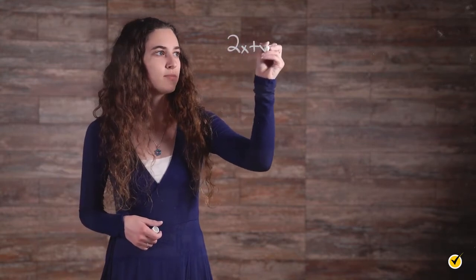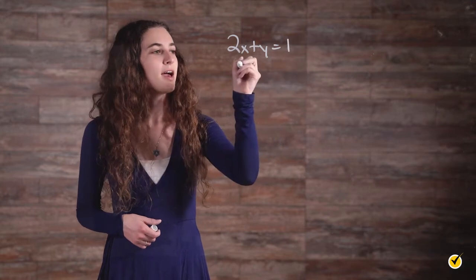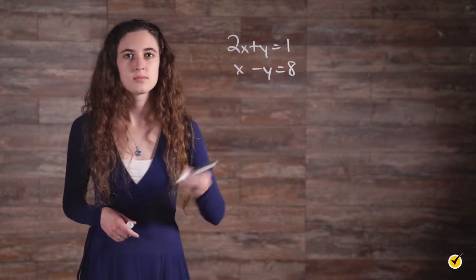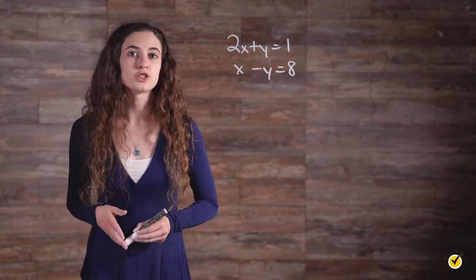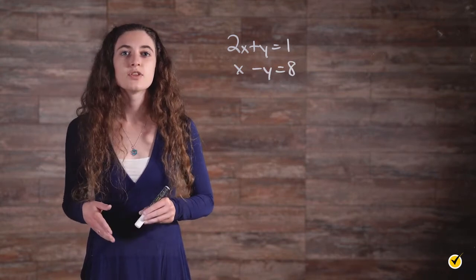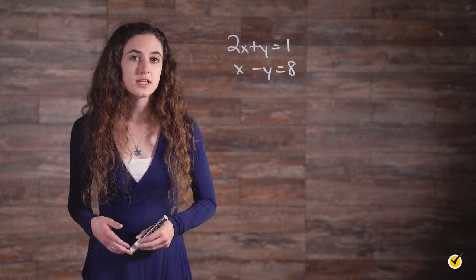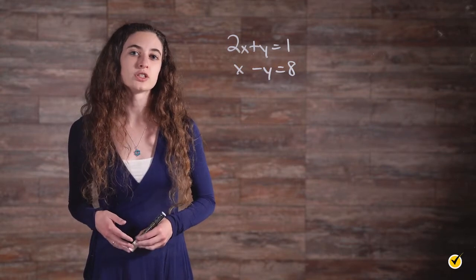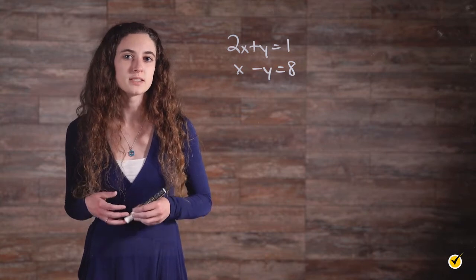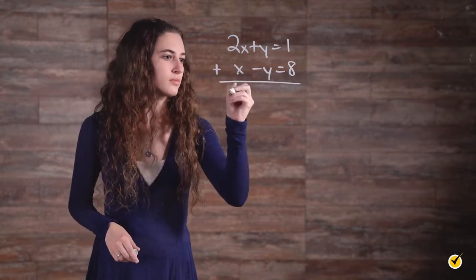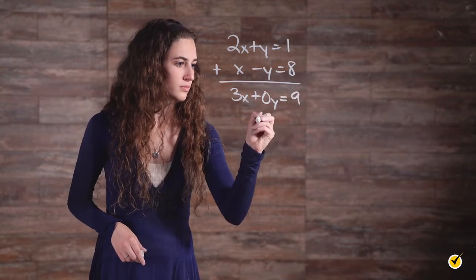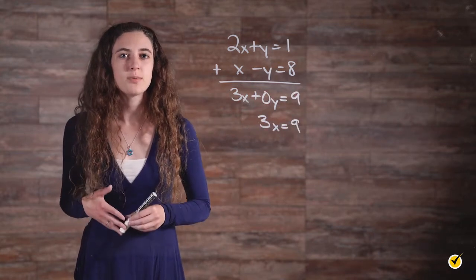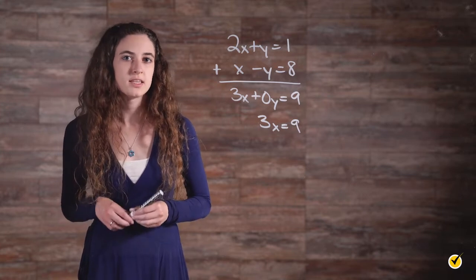2x plus y equals 1, and x minus y equals 8. Both of these equations are in standard form. If the equations are added by combining like terms, the y variable is eliminated because the leading coefficients of the y variables are of opposite signs. Solve for x by dividing both sides by 3, which results in x equals 3.